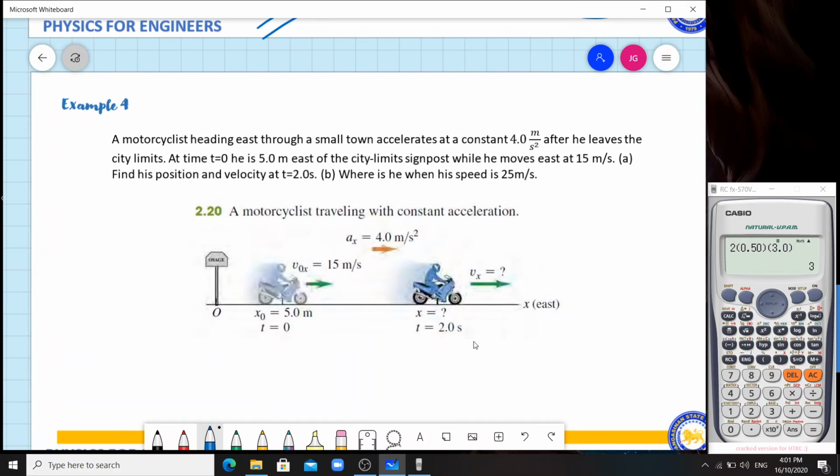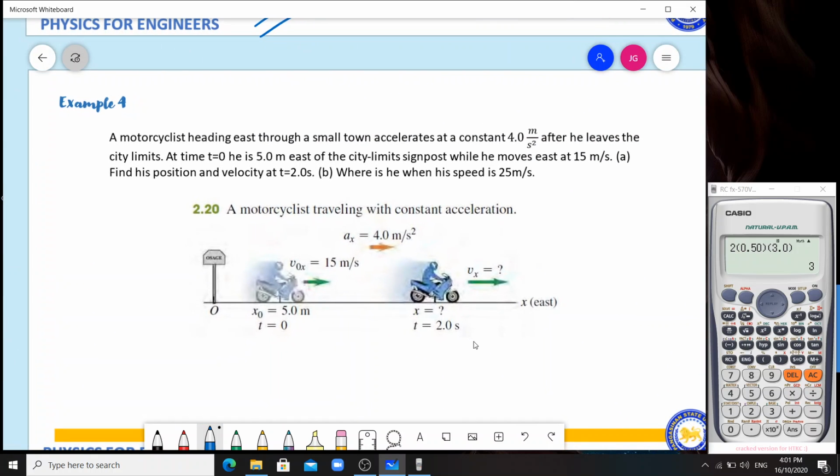Example number 4: a motorcyclist heading east through a small town accelerates at constant 4 meters per second squared. After he leaves the city limits, at time t equals 0, he is 5 meters east of the city limits signpost while he moves east at 15 meters per second. Find his position and velocity at 2.0 seconds. Where is he when his speed is 25 meters per second?